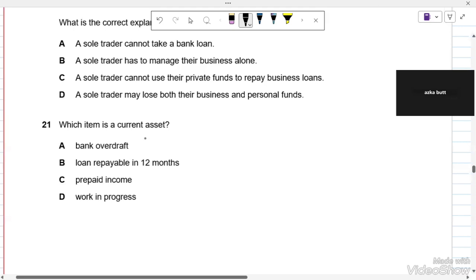Which item is a current asset? So this is very easy. The current asset: work in progress. Work in progress is basically the current asset, because bank overdraft is a liability. Loan repayable in 12 months is a non-current liability. Prepaid income is a kind of current liability. So work in progress is the current asset.